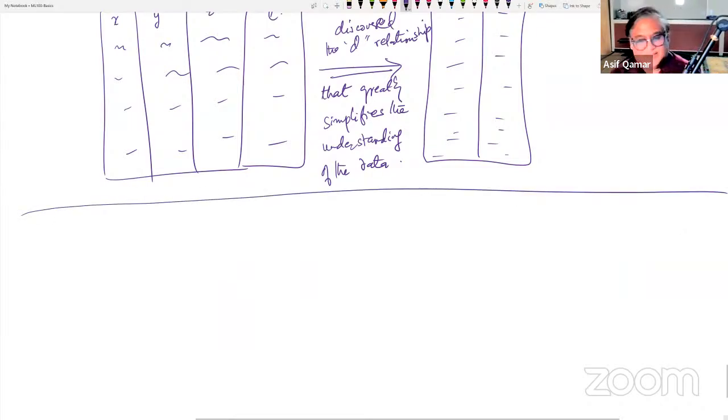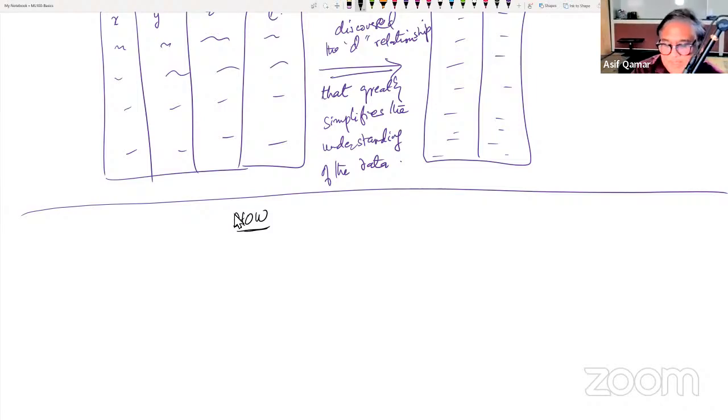Now, how do we do pattern recognition? Now that we know what it is, let's go into the how of it. And it's a pretty big topic. There are many beautiful algorithms. The simplest of them is something called principal component analysis, PCA.